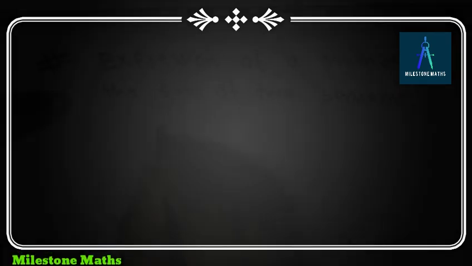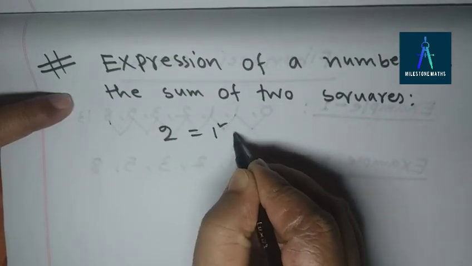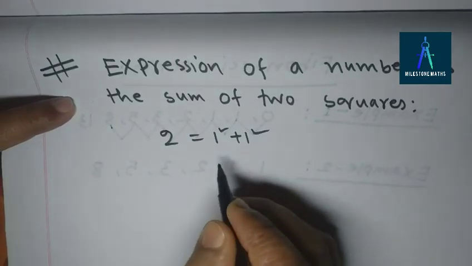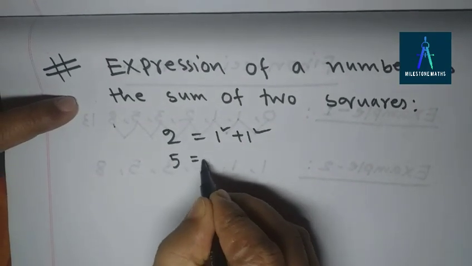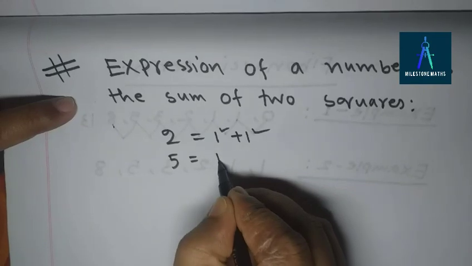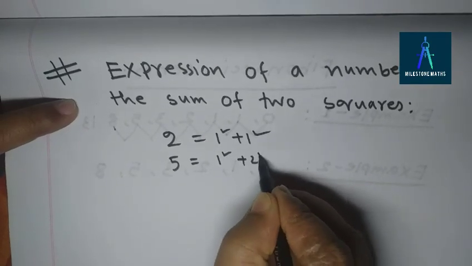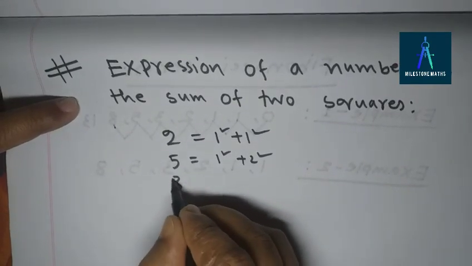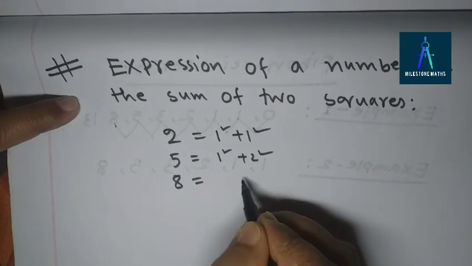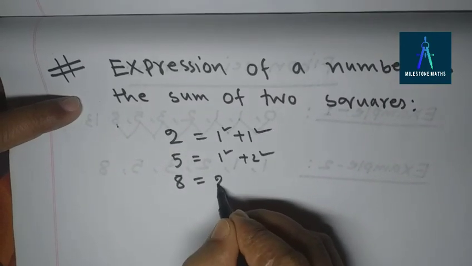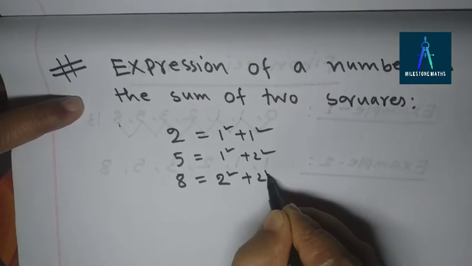Students, our next interesting topic is the expression of a number as the sum of two squares. There are some numbers which can be expressed as the sum of two perfect squares. For example, if you write 2, you can write 1 square plus 1 square. If I write 5, then we can write 1 square plus 2 square. If I write 8, 8 means 4 plus 4, which is 2 square plus 2 square.